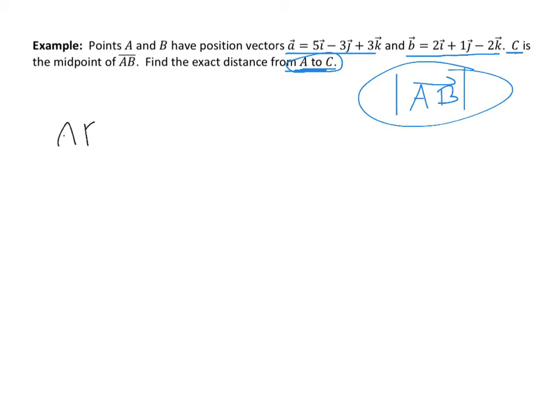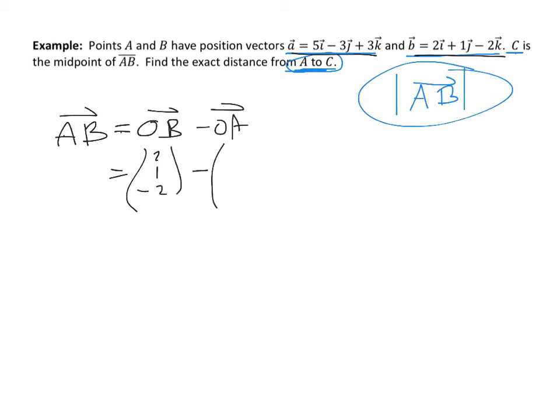So I'm thinking we're going to find AB by doing OB minus OA. You guys have heard me say before, I don't really like working with things in IJK notation. It's fine, but I'd prefer to just write these in their column vector forms. 2, 1, negative 2, minus OA, 5, negative 3, 3. So when I subtract these two things, I wind up with negative 3, 4, negative 5.